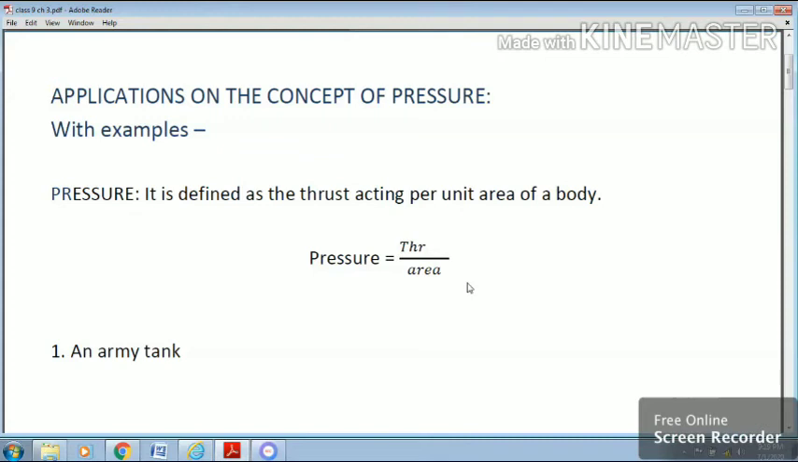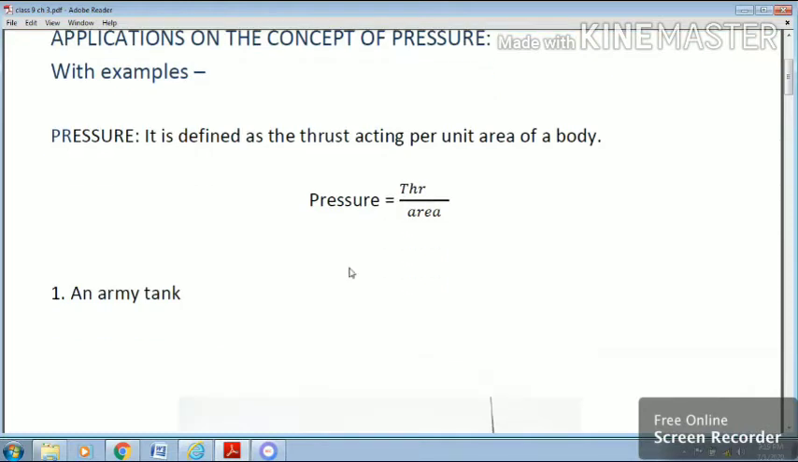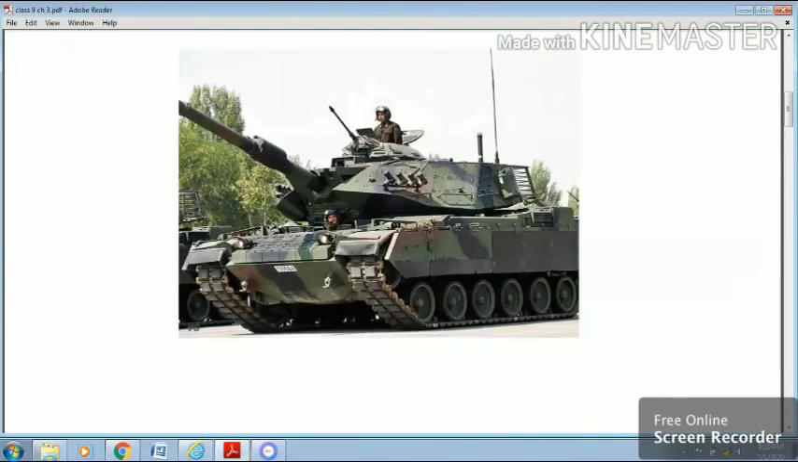Here it is very much clear till now that pressure is inversely proportional to the area of contact of the body. That means whenever the area of contact of a body decreases, pressure increases, and when the area of contact increases, pressure decreases. Our first example is an army tank.